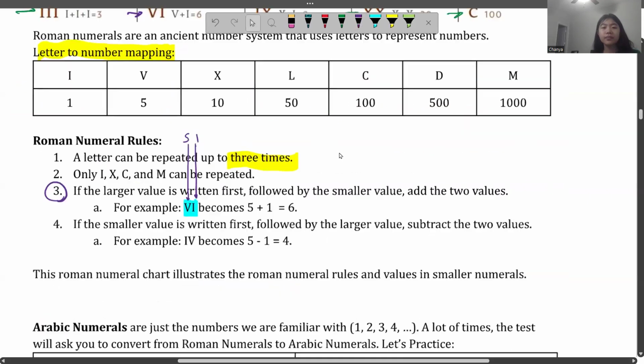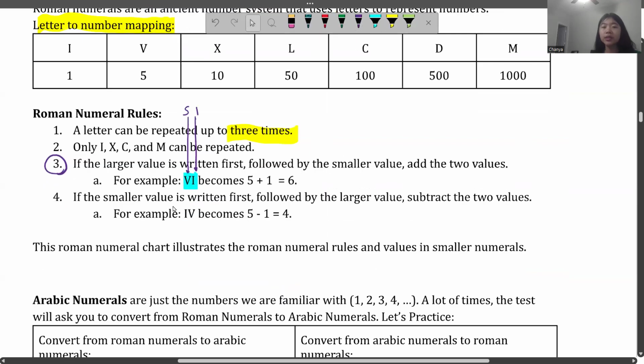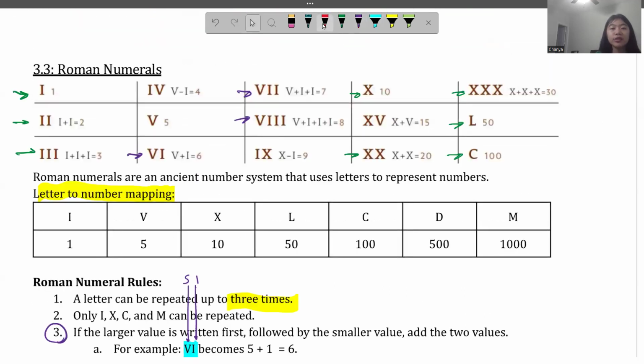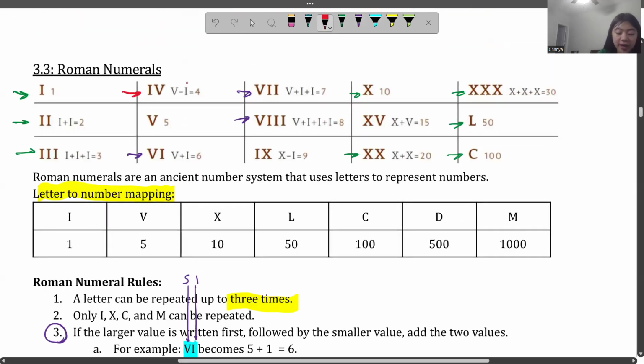However, if the smaller value is written first, let's take the number IV here. We all know that I represents the value 1, but V represents the value 5. Since the smaller value is written before the larger value, you subtract the 2. So that becomes 5 minus 1, which is 4. And that's illustrated in this number here. So 4 is 5 minus 1.